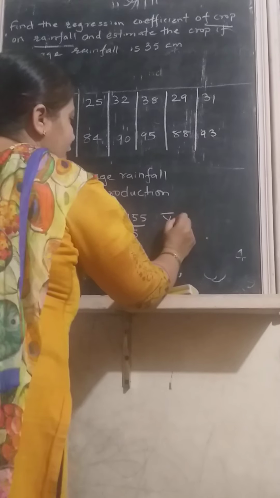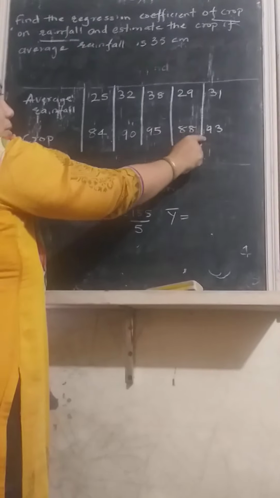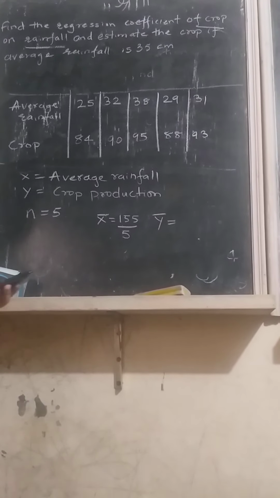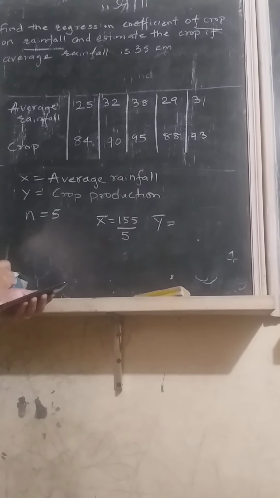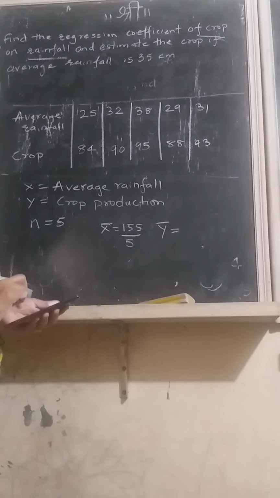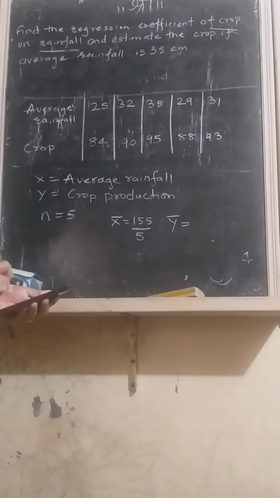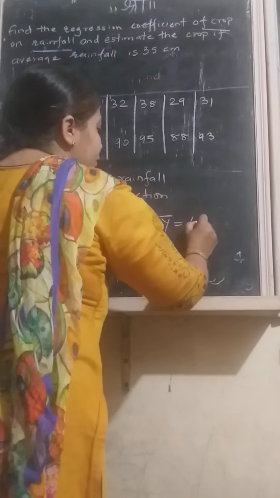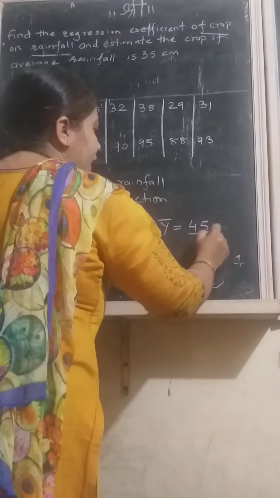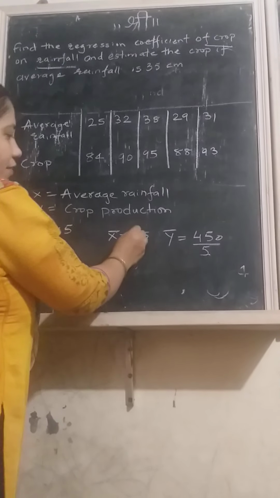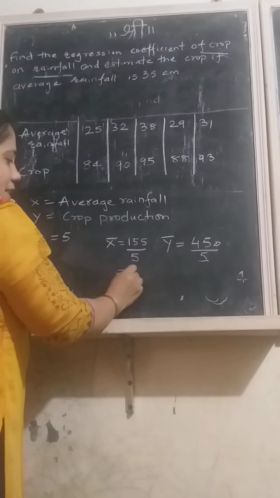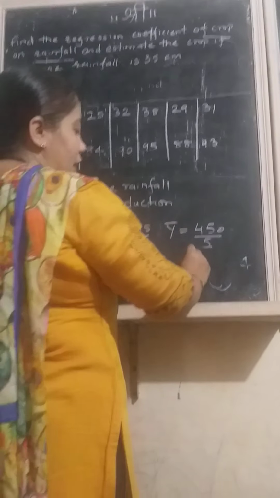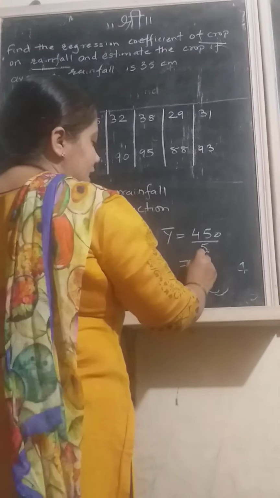Similarly, for finding y bar, I will add all these 5 observations and then divide it with 5. So let us first find the addition of it. So 84 plus 90 plus 95 plus 88 plus 93. That comes out to be 450. So for finding mean, I will divide it with 5. If I divide 155 by 5, I get the answer as 31. Similarly, if I divide 450 with 5, I get the answer as 90.